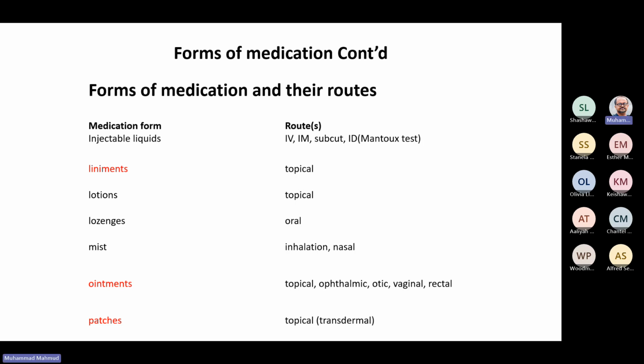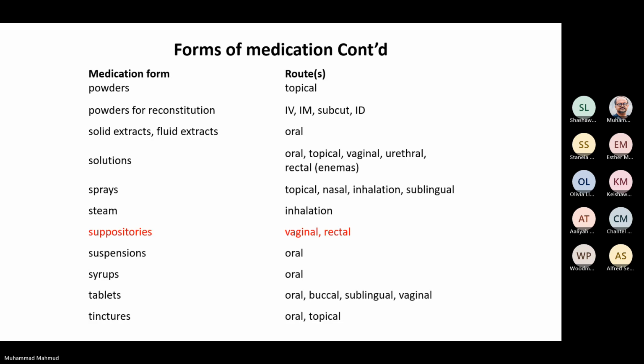Patches are used topically, that means over the skin, like a transdermal patch for nicotine. These patches are used over skin. Powders are given topically. Solutions can be oral, topical, vaginal, urethral, and rectal. Rectal enemas, self-administering, can be in solution formulation. Suppositories can be vaginal or rectal suppositories.